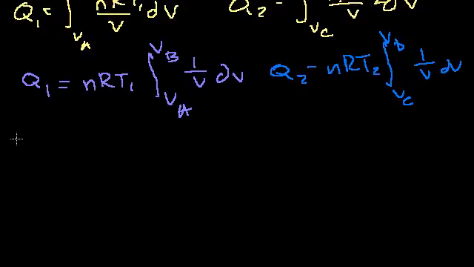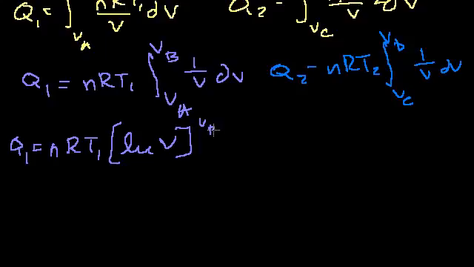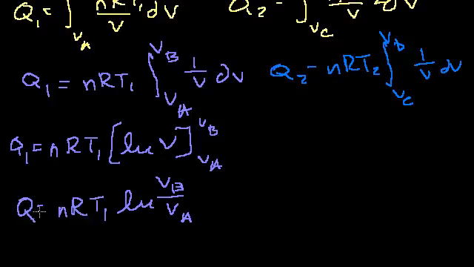So we get q1 is equal to nRt1 times the natural log of v evaluated at vb minus it evaluated at va. And q2, well, let me just solve this whole equation right here. So this is equal to what? This is equal to the natural log of vb minus the natural log of va, which is the same thing as the natural log of vb over va times nRt1, and all of that's equal to q1.